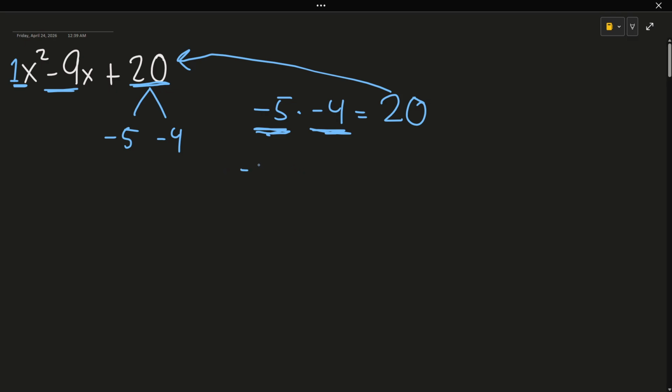Next, let's try adding them. Negative 5, wait, hold on. Negative 5 plus negative 4.